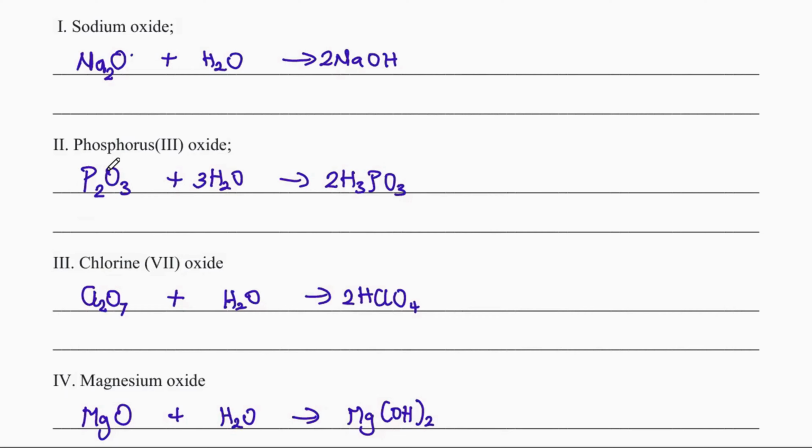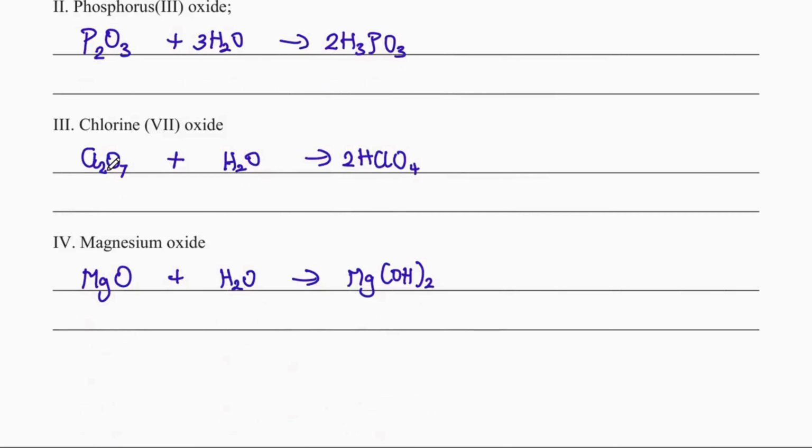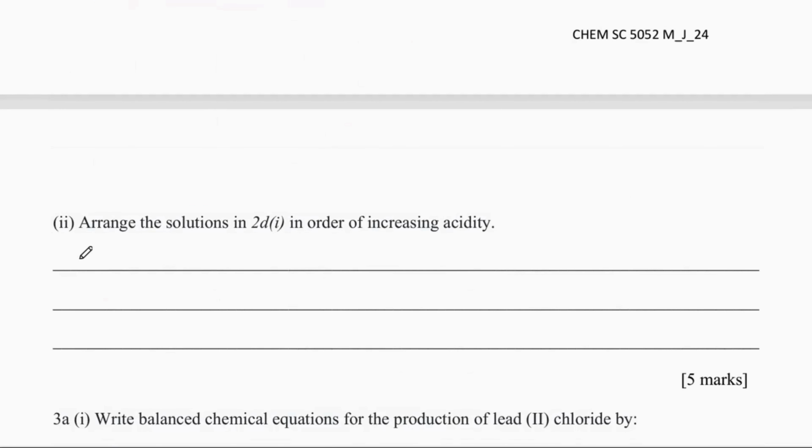Sodium is very metallic, and so it will give us a very basic oxide, followed by magnesium. Magnesium is also metallic, but not as metallic as sodium. So to write this properly, we would have sodium oxide first, which is less than magnesium oxide, which is less than phosphorus 3 oxide, which is less than chlorine 7 oxide. So this is the trend, or we can just write it in full words instead of writing the formula. However you want to write it down.